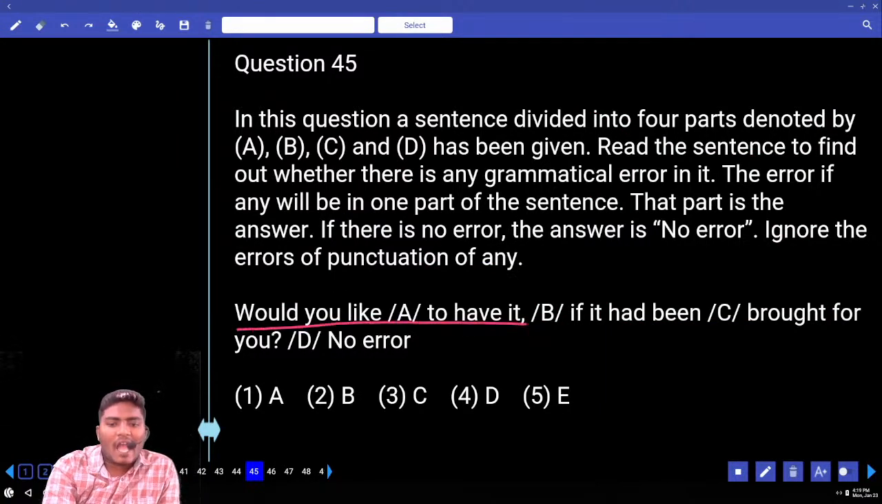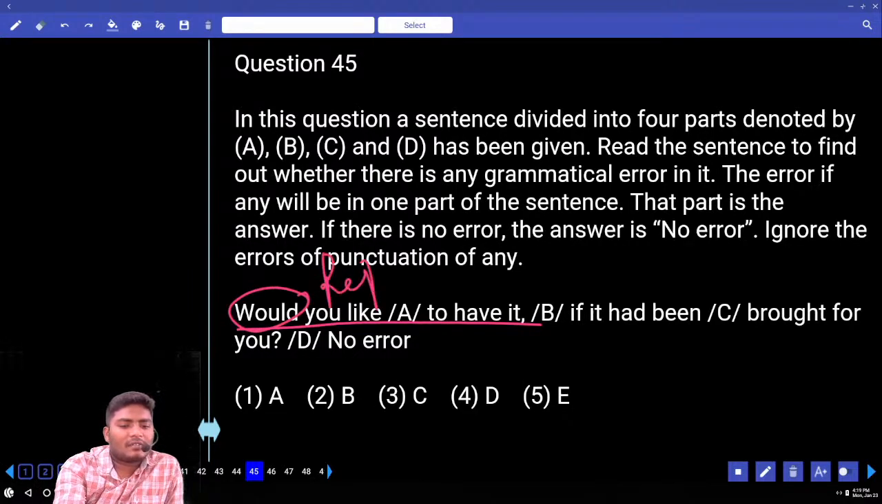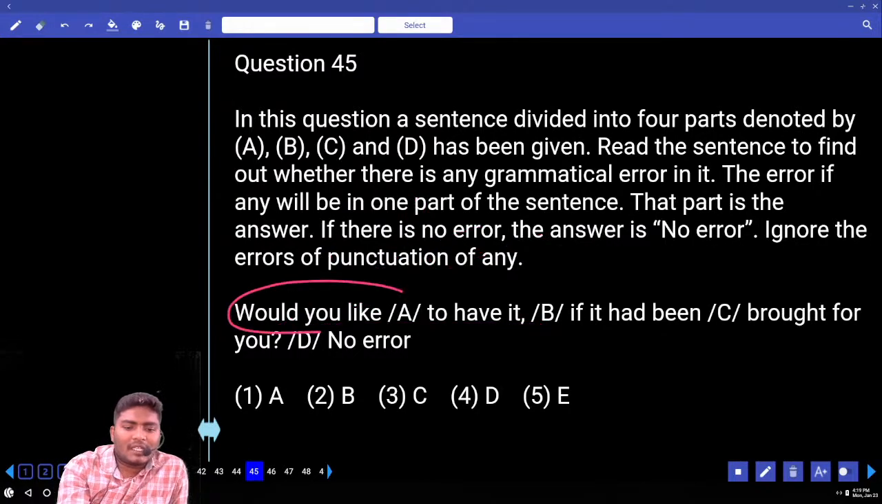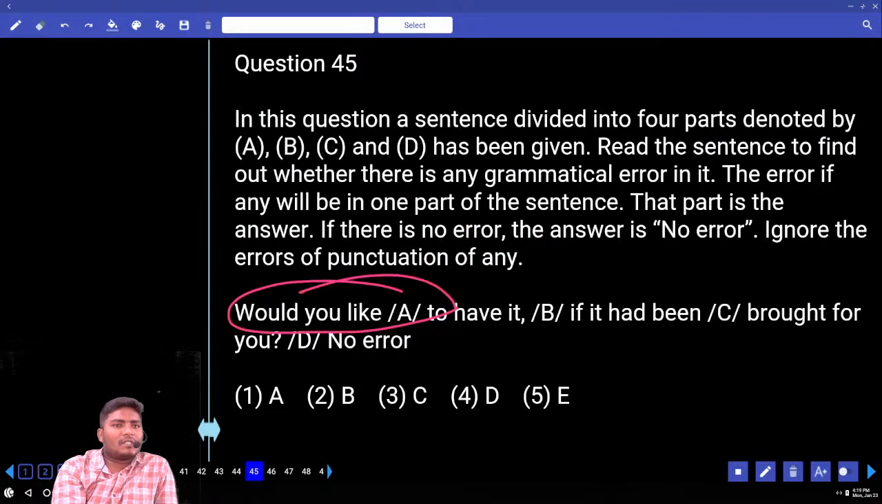Now, would you like to have it refers to present, past or future? Would you like to have any tea? Here would is nothing but used as a request. Would you like to go there? Would you like to attend the class? Would you like to have lunch? These all are requests. Would and could both can be used in requests, remember. Now which request is this? Can you tell me? Present request, past request or future request?